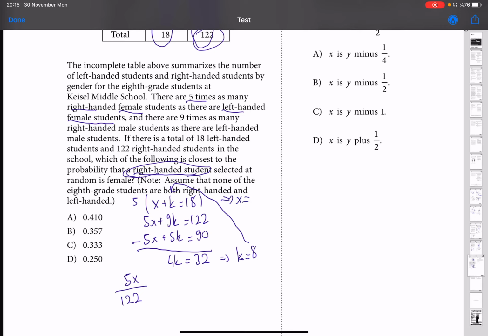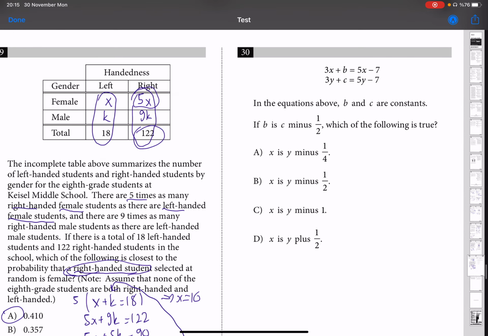X is 10. So our probability is 50 divided by 122. Let's calculate it by using a calculator. The answer is 0.409. The closest choice is A.